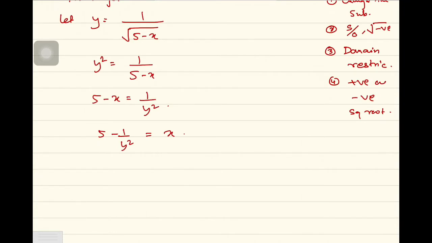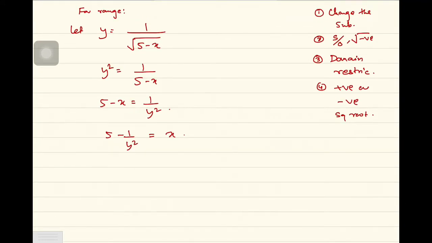So now I need to check whether this function can be undefined at some point, isn't it? Okay, let me do it like this. Let me take LCM: (5y square minus 1) divided by y square equals to x. Okay, so is there any number which will make this highlighted function undefined? Yeah, obviously undefined.